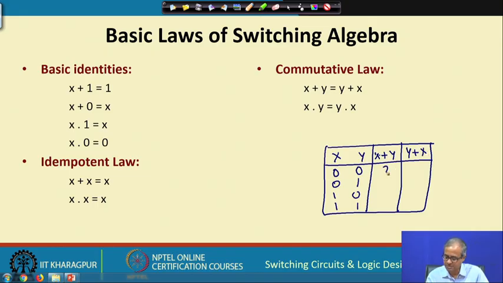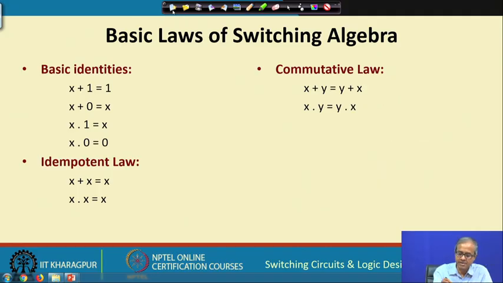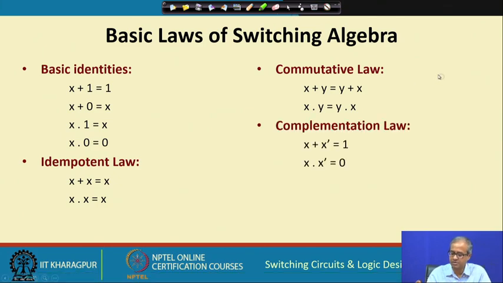X plus y means what? 0 plus 0 is 0, 0 plus 1 is 1, 1 plus 0 is 1, 1 plus 1 is 1. But if you do the other way around, the definition does not change, 0 OR 0 is 0, 1 OR 0 is again 1, 0 OR 1 is again 1, 1 OR 1 is again 1. You see, these two are identical. So this is true, and for AND also you can similarly prove they are the same, right. So these are the laws you need to remember, because later on when you do algebraic manipulation we will be using this.